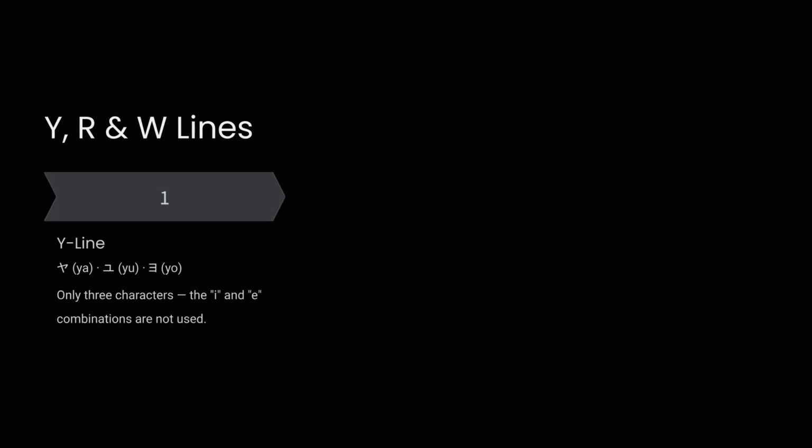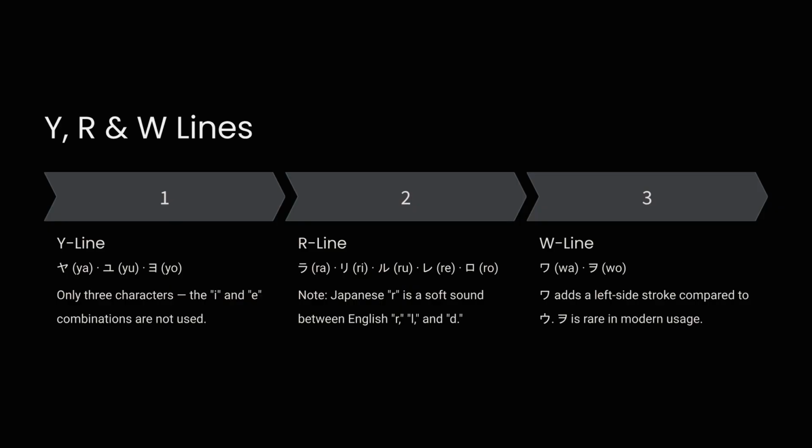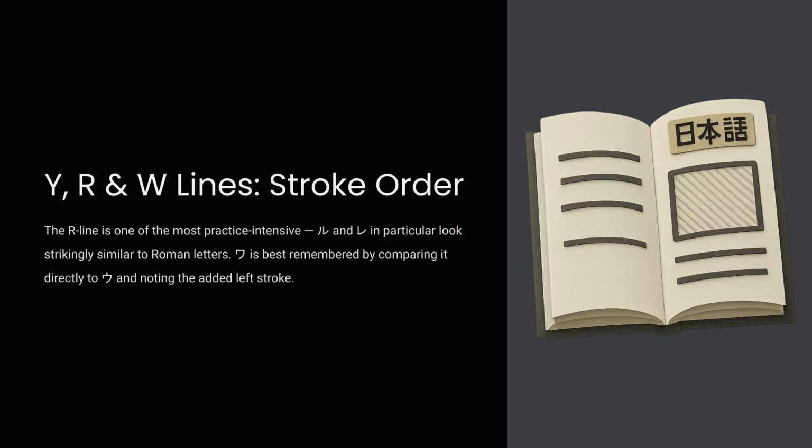Finally, we cover the Y, R, and W lines. The Y line has only 3 characters, ya, yu, and yo. The R line includes all 5 vowels, and the R sound is unique in Japanese. The W line only has wa and wo. Note that wo is rarely used. The R line requires intensive practice, as ro and ri look similar to Roman letters. For the W line, remember that wa is easily identified by comparing it to e and noting the added left stroke. The final character is n, the lone consonant.